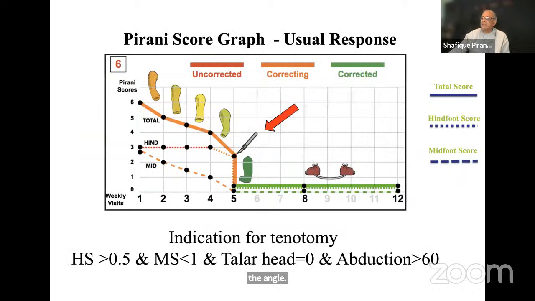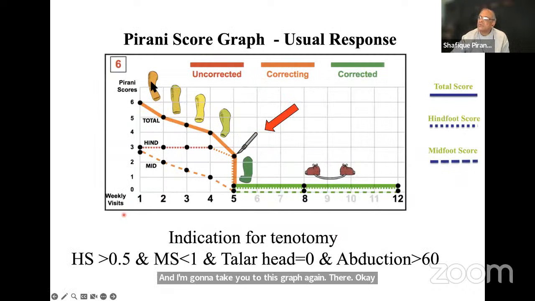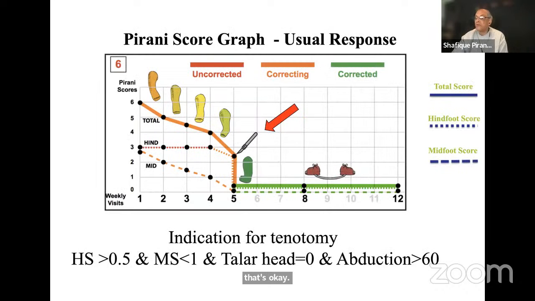There, okay. So you want to do these casts until the midfoot is corrected. And one of the nice things about the Pirani score is it divides the clubfoot into a hindfoot and midfoot. So you want to have a midfoot score of less than 1. In other words, if you have a medial crease of 0.5, that's okay. If you have a curved lateral border of 0.5, that's okay.